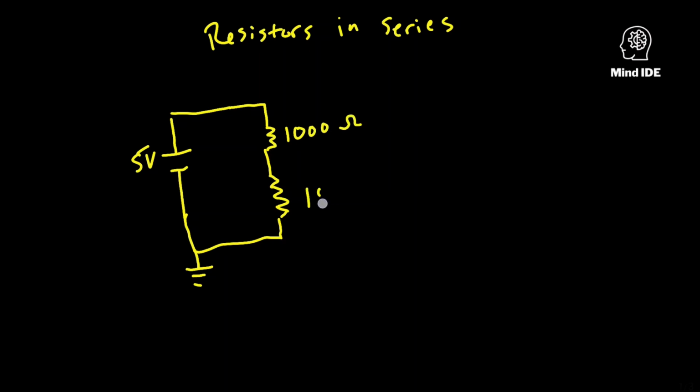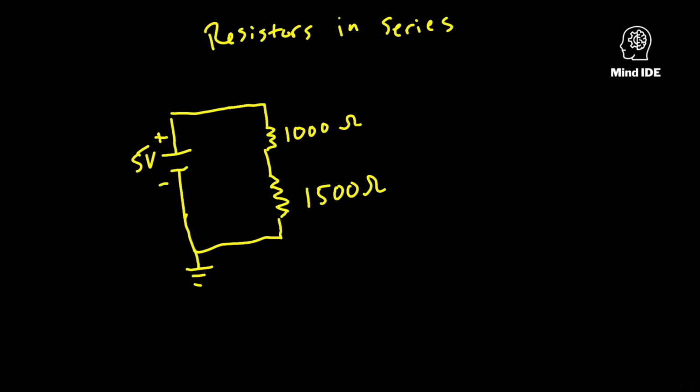And this one will be 1,500 ohms. And this right here is a ground. This is positive, this is negative. You usually draw this larger side here as your positive, and then this side is your negative.